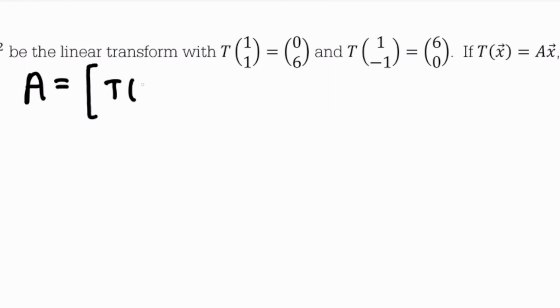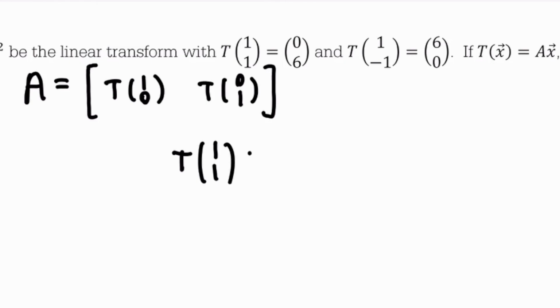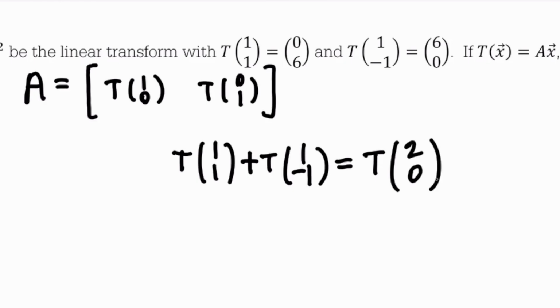what happens to T of 1, 0 is the first column, and the second column will be what happens when I do T to 0, 1. And I can figure out what happens to T at 1, 0 by taking what happens to T of 1, 1 and adding it to T of 1, negative 1. Because T is a linear transformation, this is going to be equal to T of whatever I would get if I added the inputs. So that's going to be x equals 2 and y equals 0.